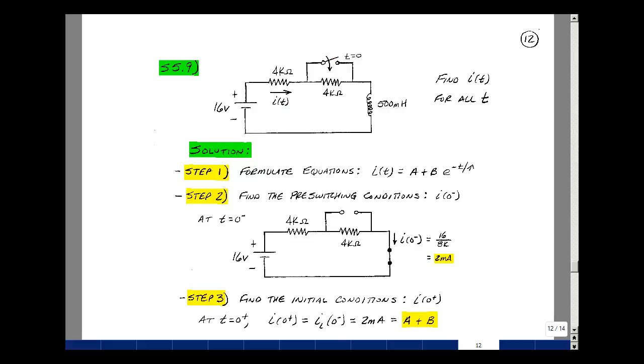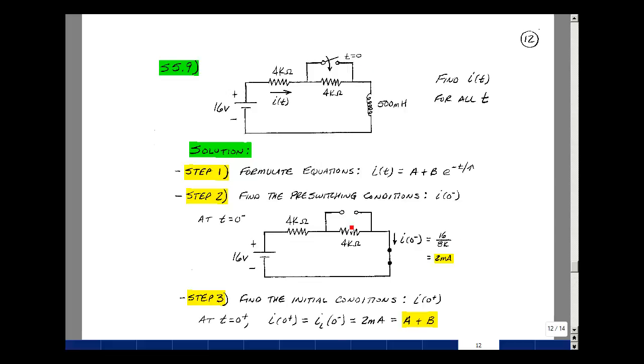As we showed in the Chapter 5 lecture notes, a one inductor circuit with switches can be analyzed with the same 6-step algorithm we use for capacitors. Let's solve for I of t. Step 1 is to formulate the equations. I of t is a first-order differential equation of the form a plus b times e to the minus quantity t minus t0 over tau. This switch is going to close at t equals 0. T0 is equal to 0.